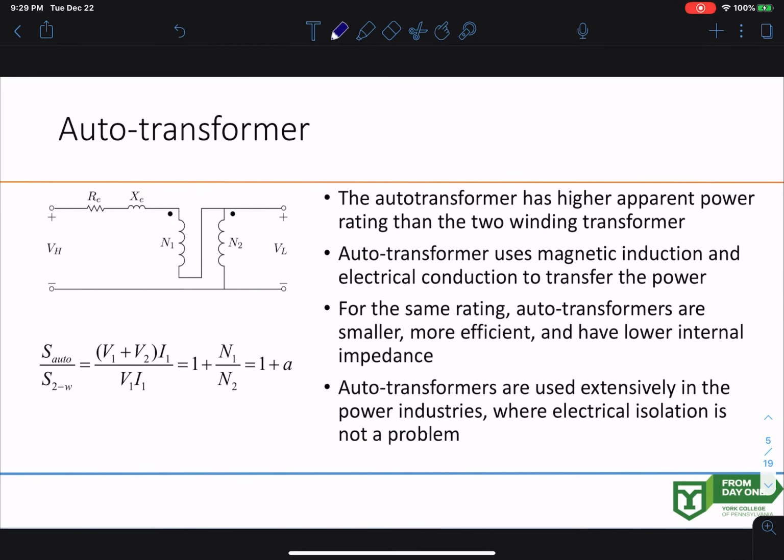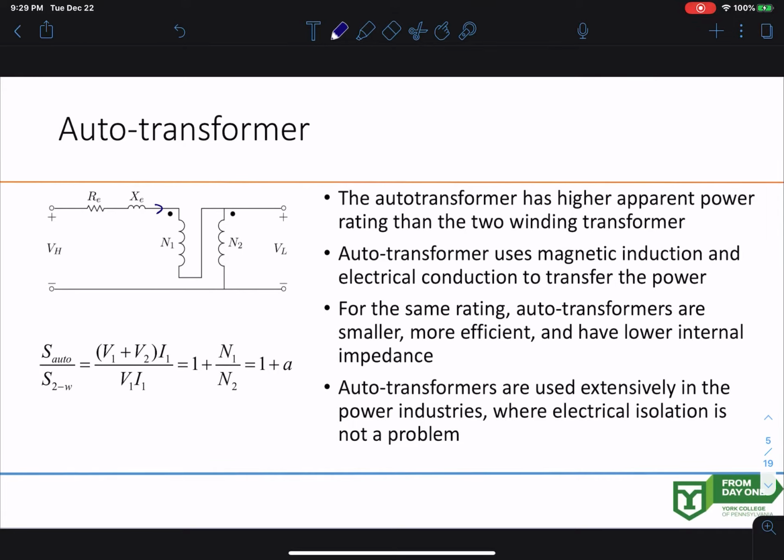All right. So now let's try to find the power rating. For the auto transformer power rating, if you look here, the I1 current is coming in through this coil over here, right?